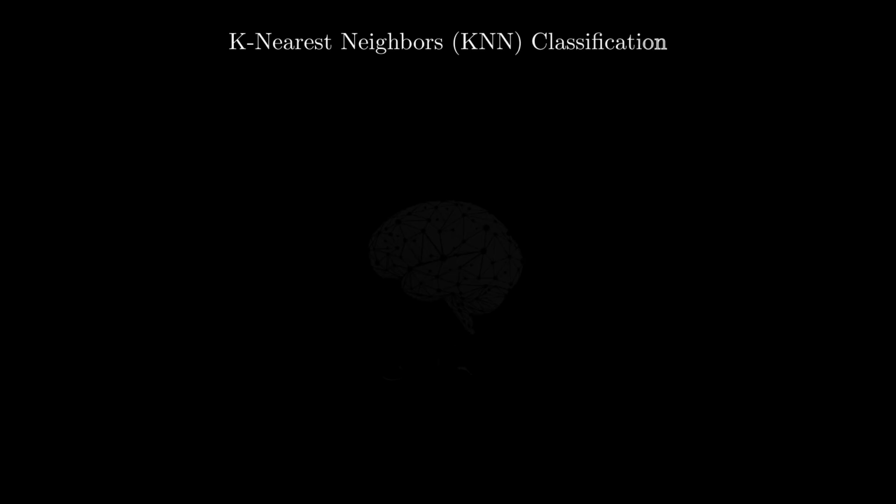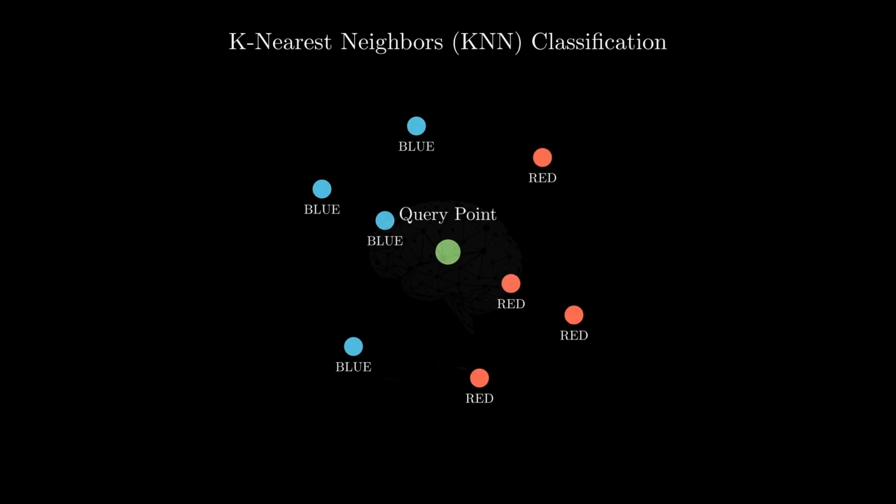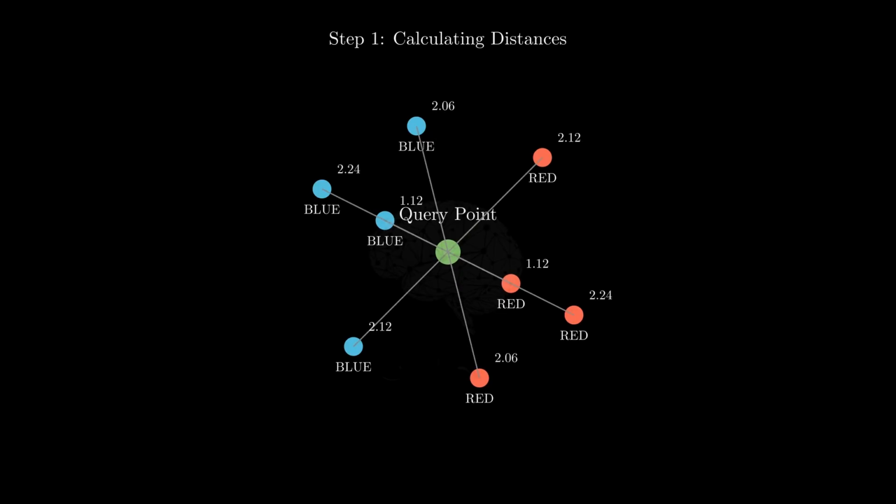Right. So when an unknown record enters the system, the algorithm finally kicks into gear and does all the work. It computes the distance from this new point x to every single point stored in the training data, every single one.